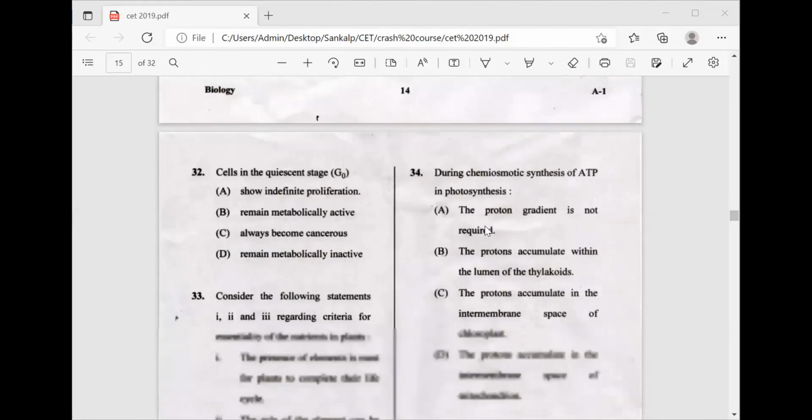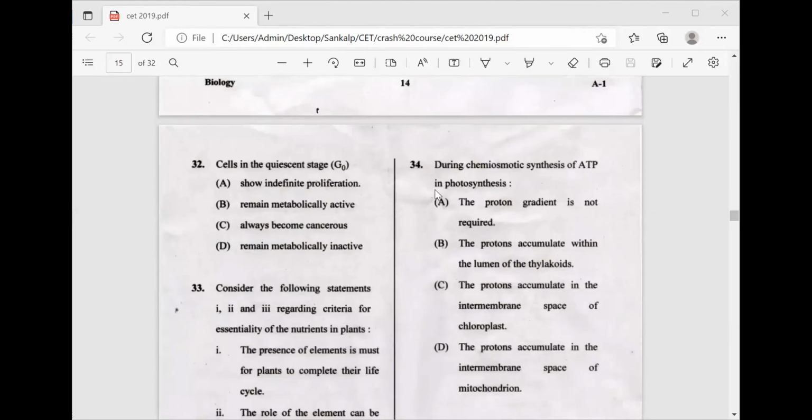Next. 32nd question. Cells in quiescent stage show indefinite proliferation, remain metabolically active, C, always become cancerous, D, remain metabolically inactive.